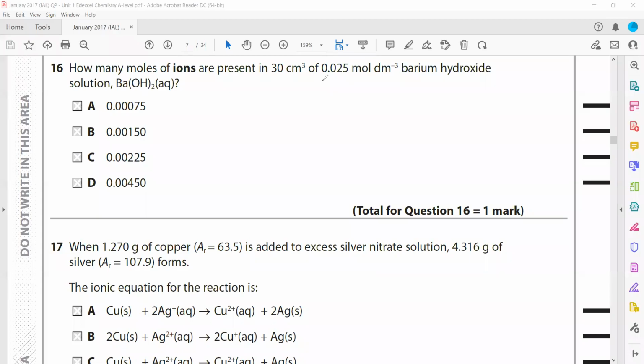So the last question I was discussing, question 16. The question was how many moles of ions are present in 30 cm3. There was a calculation mistake in the last one. I took 0.015 as the concentration, but in the question it is 0.025.